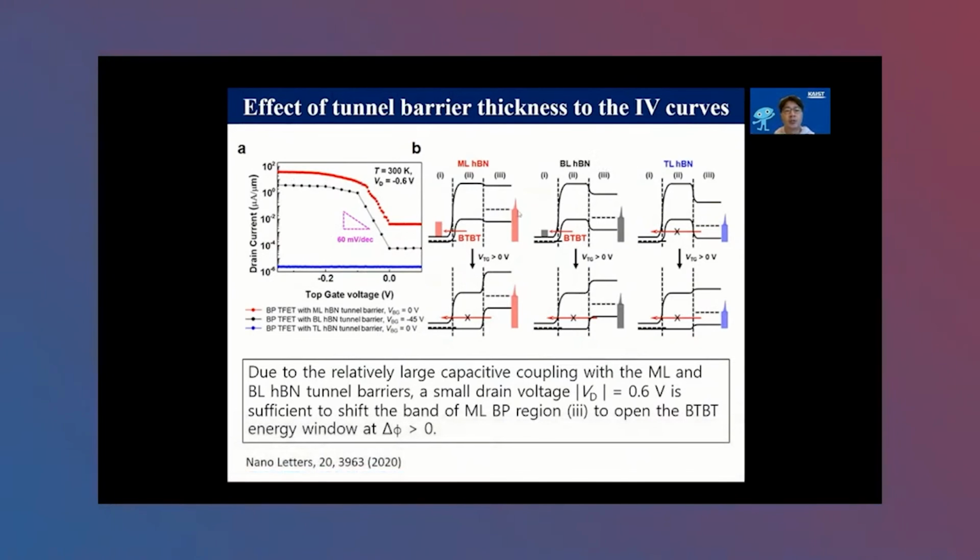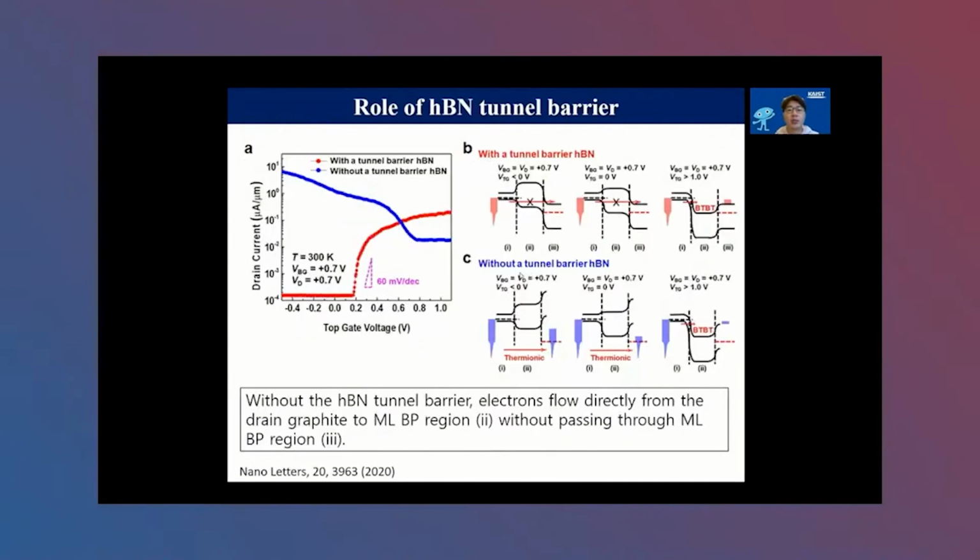HBN thickness is very important in determining the device operation. So for monolayer, bilayer, trilayer, the capacitive coupling changes. The capacitive coupling increases with reducing the number of layers of HBN. So a very small thickness, ultra thin HBN is required to increase the on current.